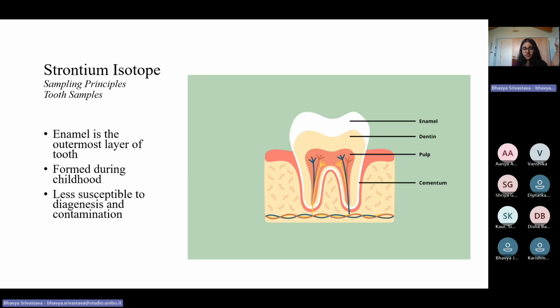Enamel is the outermost part, the hard part of our teeth, and then there is dentine. Enamel is considered to be one of the ideal samples for human bodies to extract that strontium 87 and 86 ratio, and it is formed usually during childhood. But this is considered more ideal than dentine because it is less susceptible to any sort of contamination or diagenesis. Diagenesis is a sort of contamination that takes place after an organism dies. So researchers try to look for enamel usually.